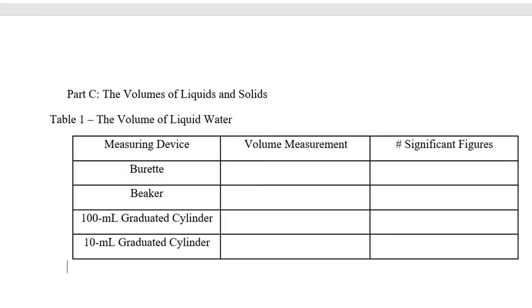Next, we'll look at part C, the volumes of liquids and solids, and we'll look specifically at table 1. So we'll be measuring the volume of liquid water using a few different methods. There is one thing that will be a little bit different from what is showing in this table. Instead of a 100 milliliter graduated cylinder and a 10 milliliter graduated cylinder, we are just going to have a 50 milliliter graduated cylinder. So we will only be making 3 measurements here instead of 4.